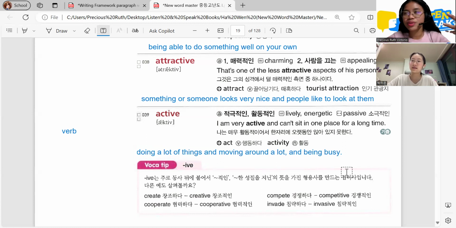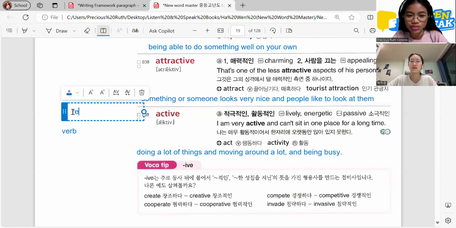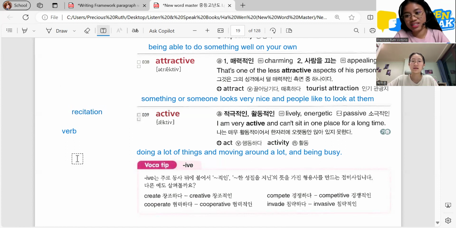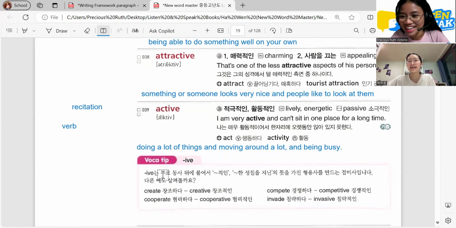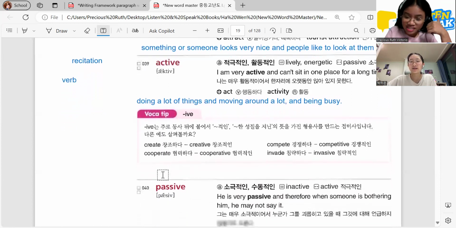When you're active at school, when there's a recitation, like the teacher asks a question to the whole class, and then you will raise your hand and answer. That is recitation. Do you do that? Am I fast? I'm sorry. Okay, do you get what active is?